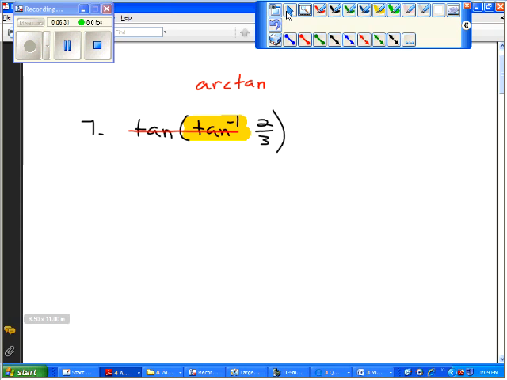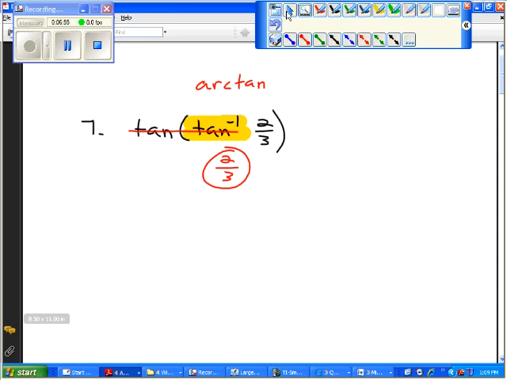What is the reciprocal of tangent? Cotangent. That's when you flip it over. We're talking about an undoing thing. What undoes tangent is not cotangent. What undoes tangent is arctangent. And so the tangent of arctangent of 2/3 is 2/3. They just cancel each other out. Okay?